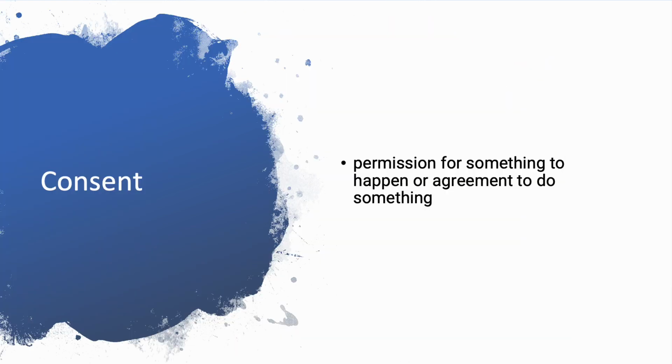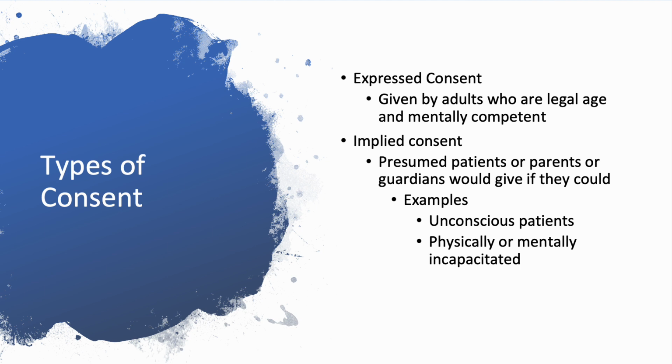Consent and refusals. So consent is going to be permission for something to happen or agreement to do something. Our types of consent for EMS are express consent, which is going to be given by adults who are of legal age and mentally competent to be able to give consent. And implied consent is presumed patients or parents or guardian would give if they could. An example of this would be if your patient was unconscious, we're going to assume that if they could tell us to help them, they would.